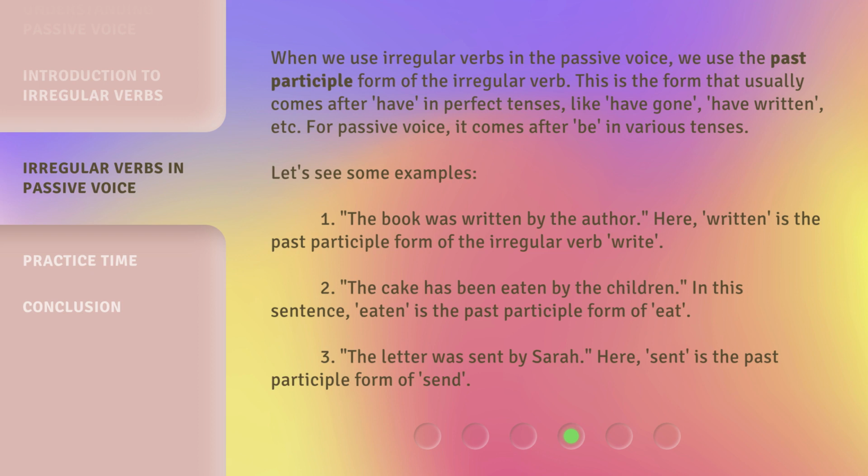Let's see some examples. 1. The book was written by the author. Here, written is the past participle form of the irregular verb write. 2. The cake has been eaten by the children. In this sentence, eaten is the past participle form of eat. 3. The letter was sent by Sarah. Here, sent is the past participle form of send.